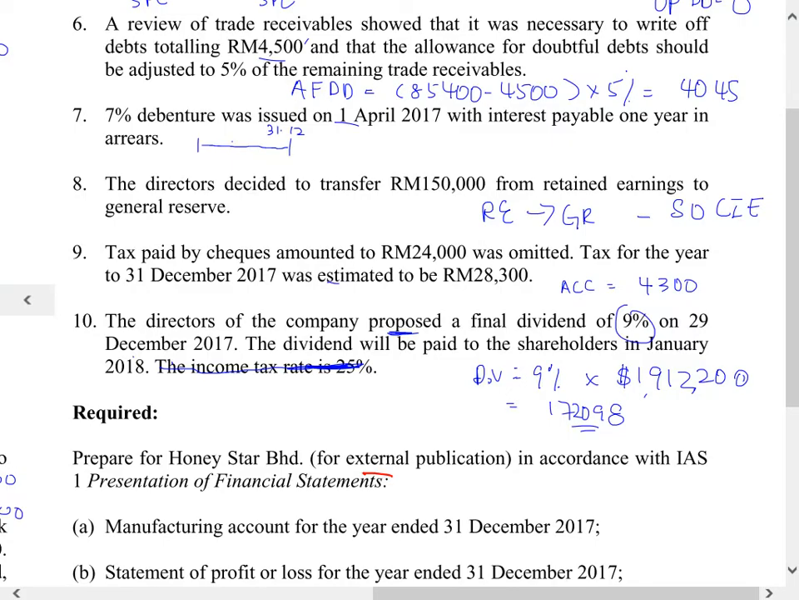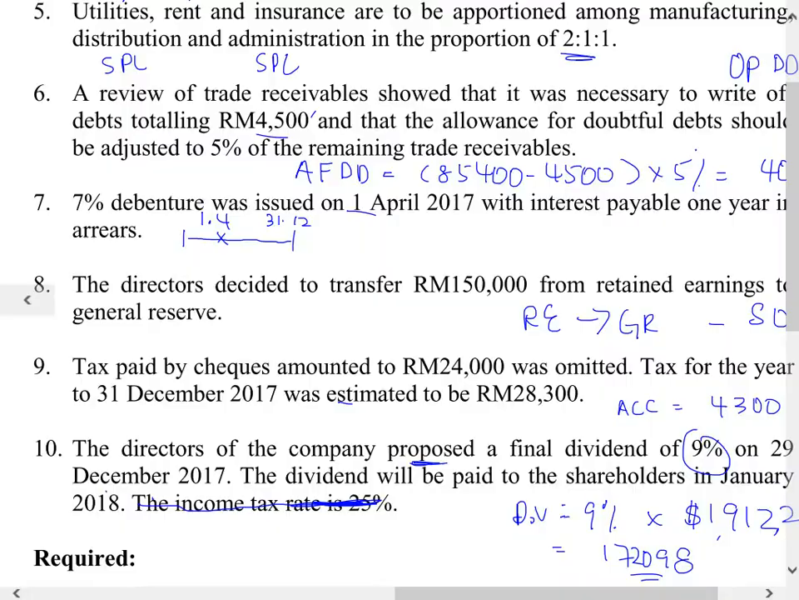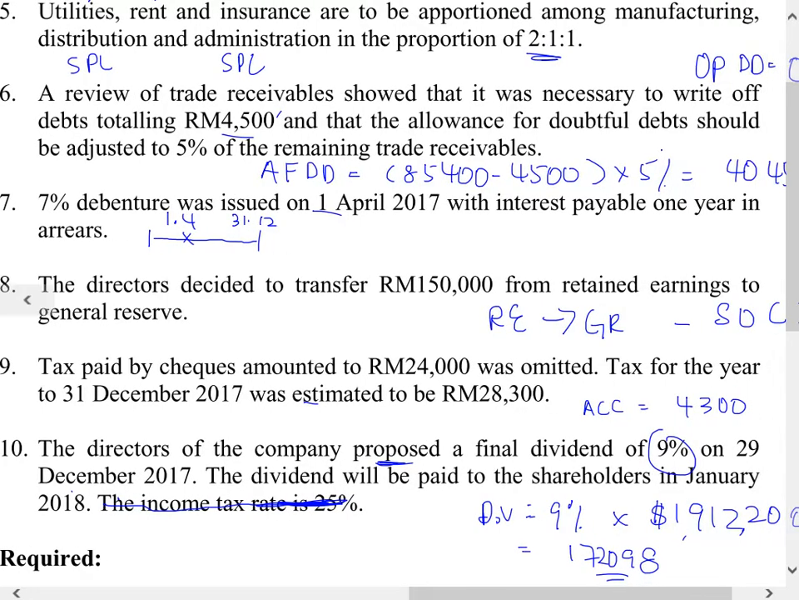December. The loan is obtained 1st of April. When do I pay this loan? Interest. 1 year in arrears means I pay 1 year later, which is next year. I'll pay 31st March next year.